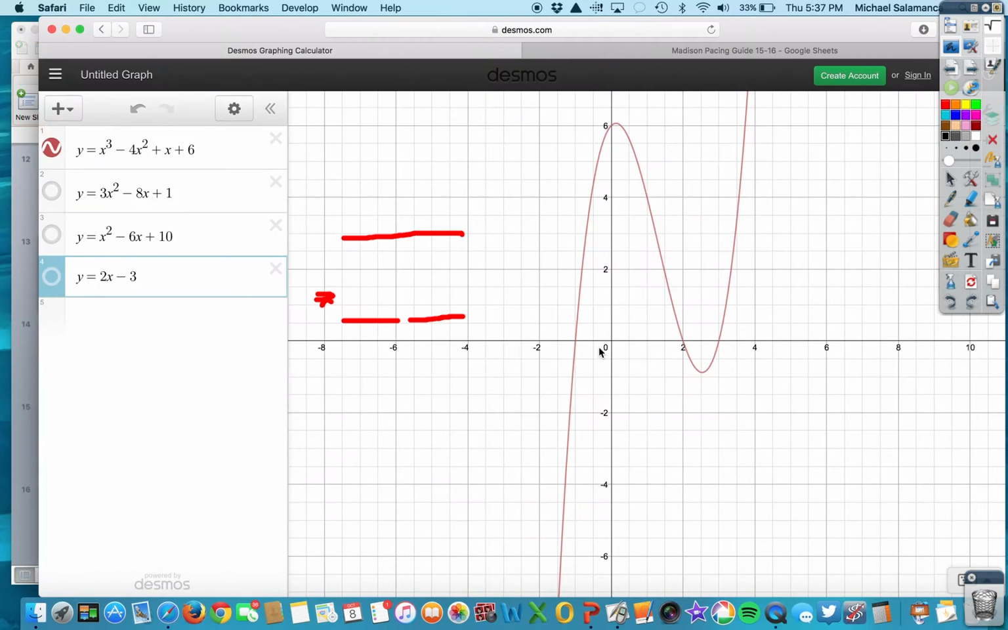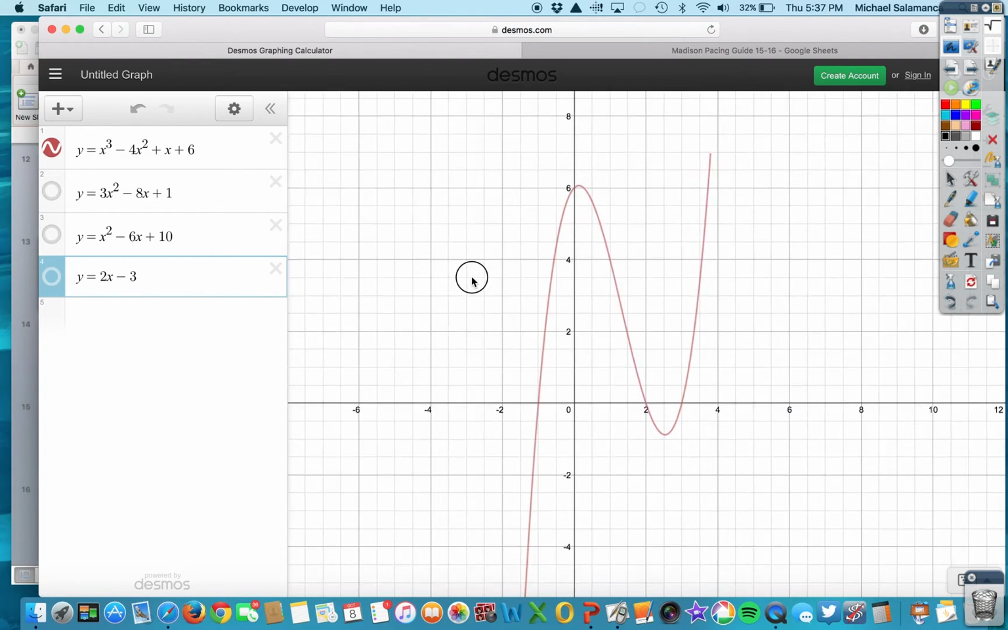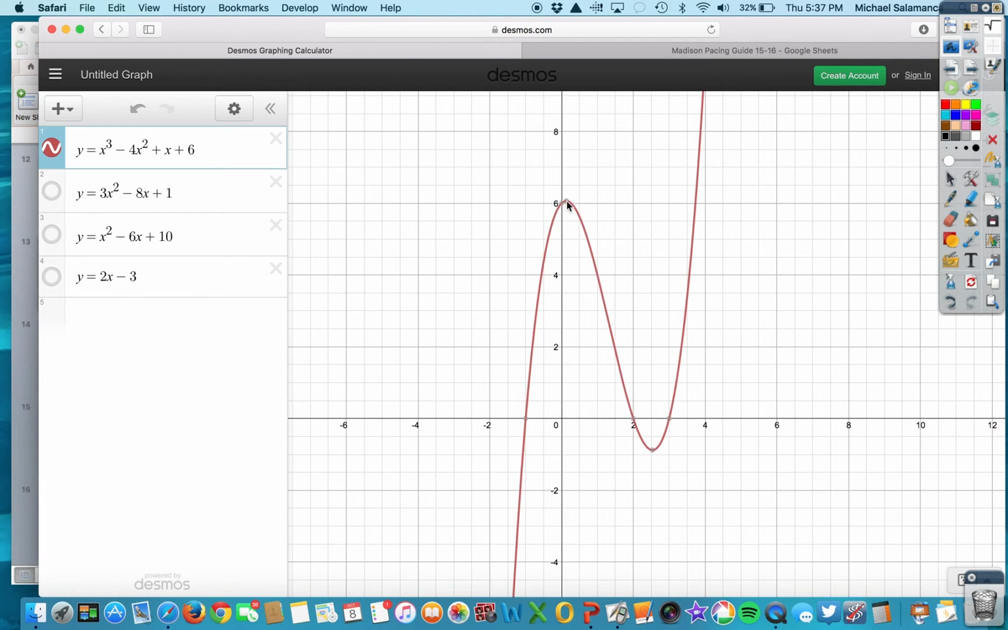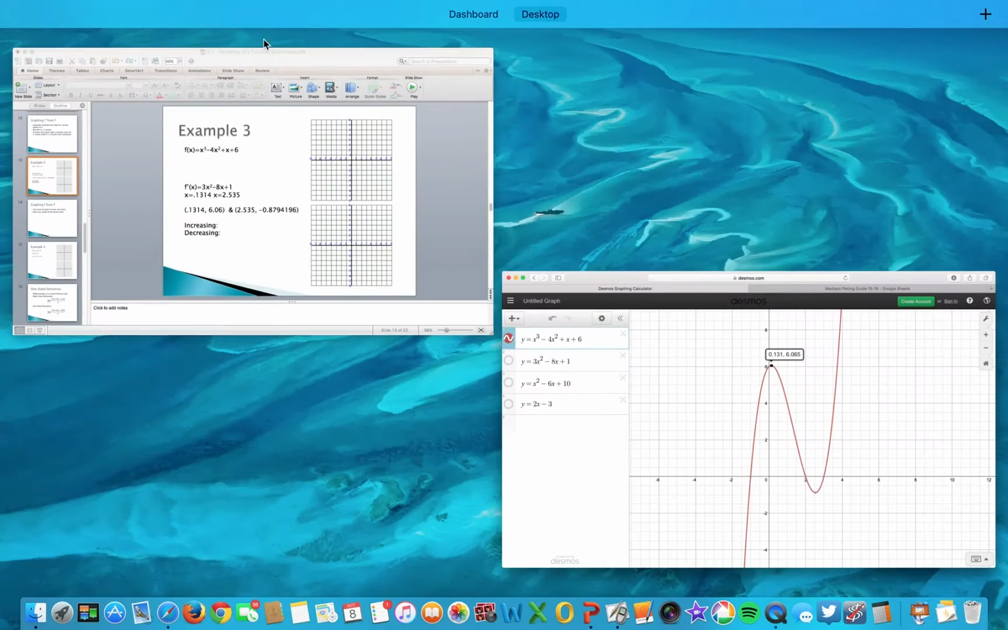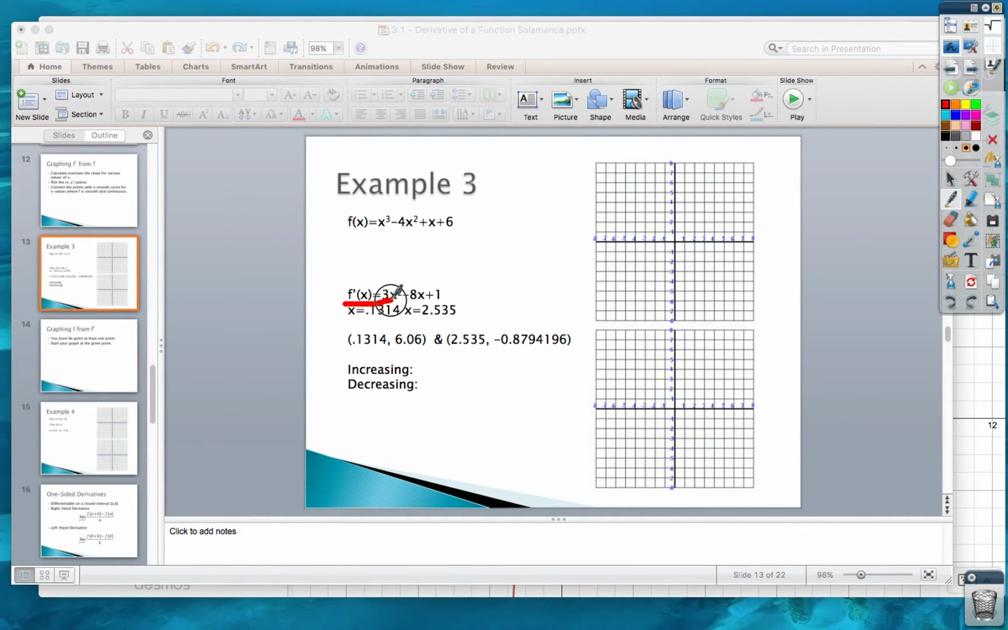Now, when we look at that in Desmos, this is what those values give us. The first value I gave you, 0.1314, that's this value, that's a critical point. So what happens here, and let's go back to this graph really quick. If I took this derivative and I solved it for 0, either using factoring or the quadratic formula, I would be able to solve it and get x equals 0.1314 and x equals 2.535. That value is our critical point.